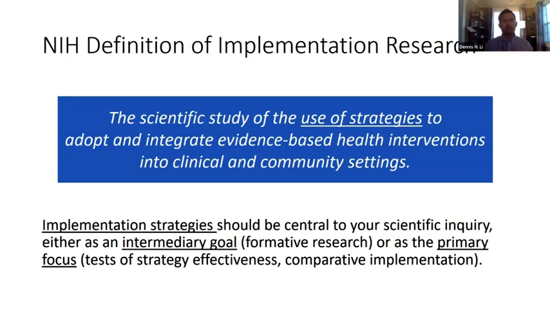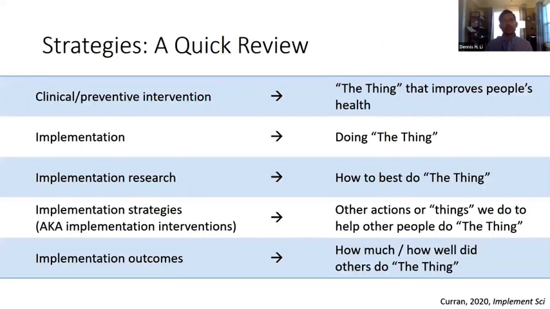So if you're in the more formative stages, at least the short-term goal is to identify which strategies to use. In later stages of implementation research, it should be the primary focus of your work. So either you're testing the strategy effectiveness or you're comparing two different types of strategies, whereas the intervention effectiveness takes a backseat to that.